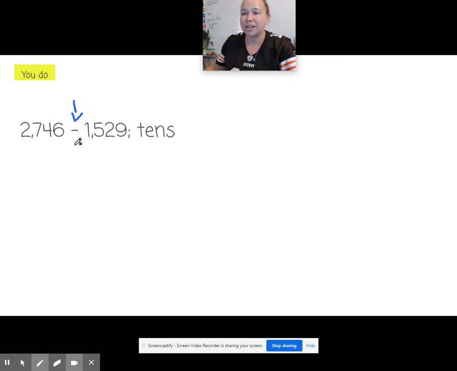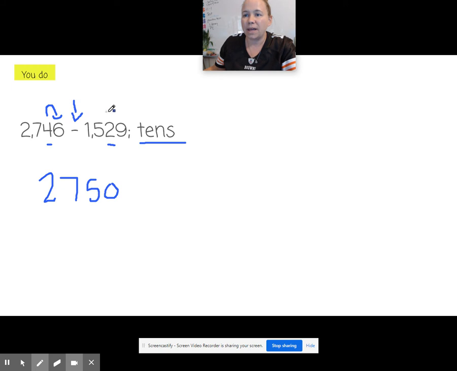All right, let's go over the answer. So I'm rounding to the nearest 10. I'm going to underline my digit in the tens place so that I know where I'm rounding to. Okay, I look to the right. 6 is a big number, so it's going to go up to the next greatest 10, which is 2,750. And the 9 is a big number, so it's going to round to 30, right?